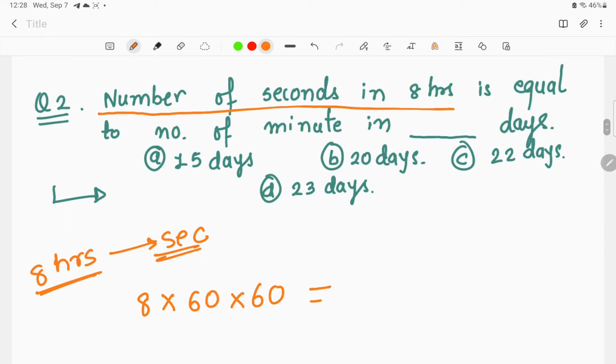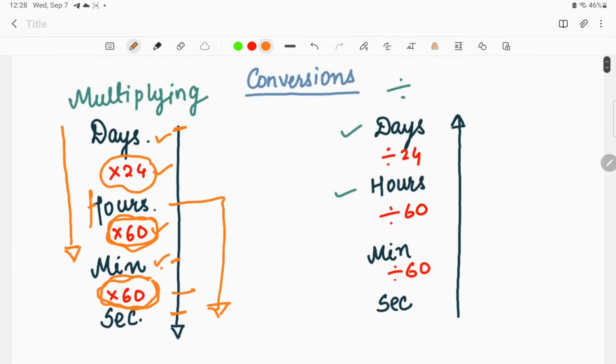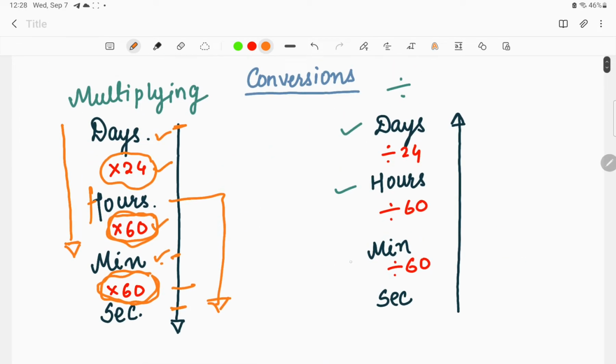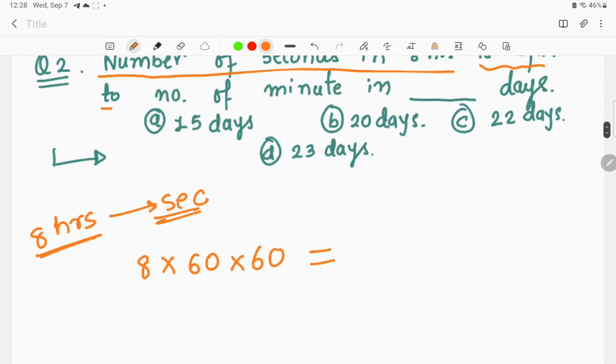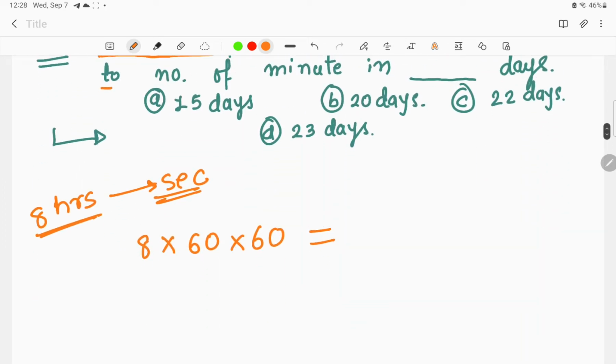Now this is equal to what? This is equal to the number of minutes in dash days. Now here we are moving from minutes to days. Right, so we have to divide it by 60 and again by 24. So the step that we will carry out here is divided by 60 and 24. Right, I can write it like that.